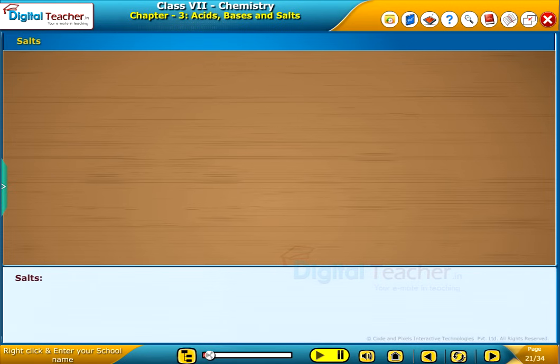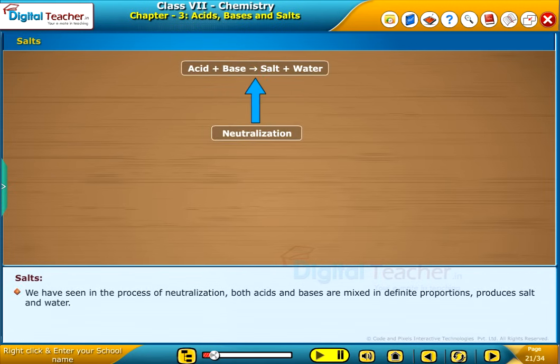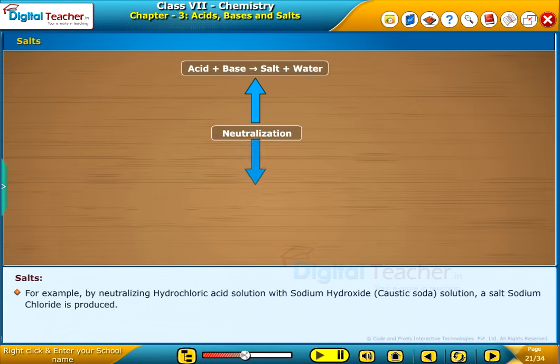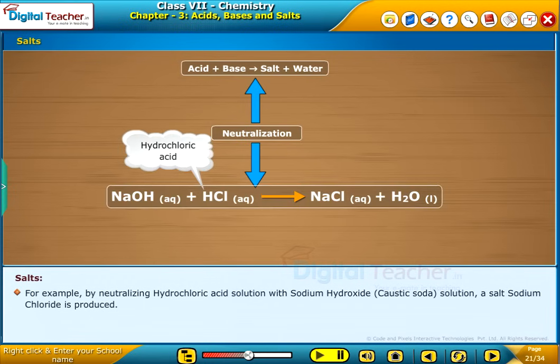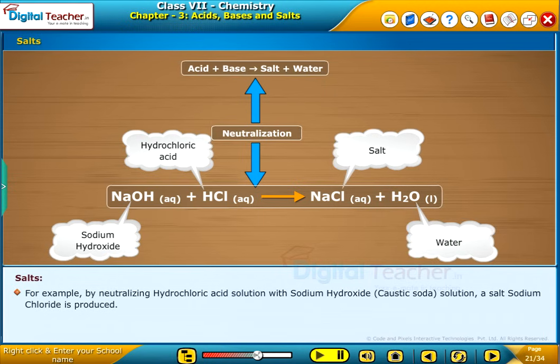Let us know about salts. We have seen in the process of neutralization, both acids and bases are mixed in definite proportions, produces salt and water. We also know that the reaction between an acid and a base is known as neutralization. For example, by neutralizing hydrochloric acid solution with sodium hydroxide, that is caustic soda solution, a salt, sodium chloride, is produced. Production of salt depends on the type of acid and base.